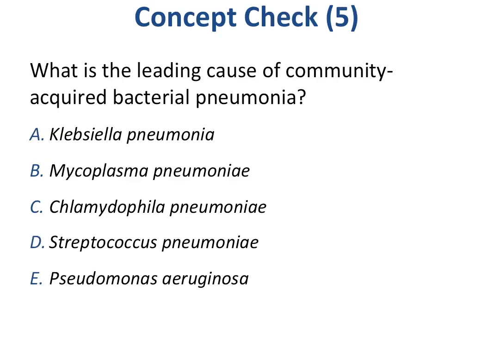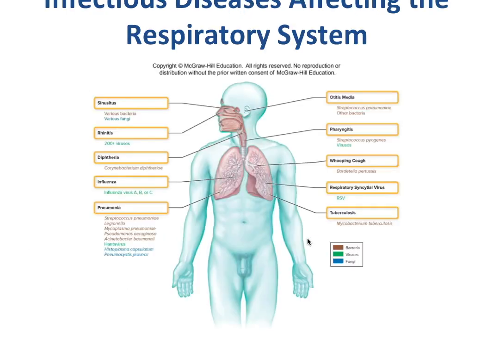Now let's work on this question. What is the leading cause of community-acquired bacterial pneumonia? I give you 5 seconds. So the correct answer is D, Streptococcus. This is the appendix. You guys can use this for your theory.